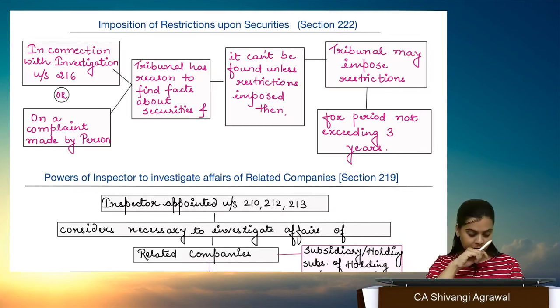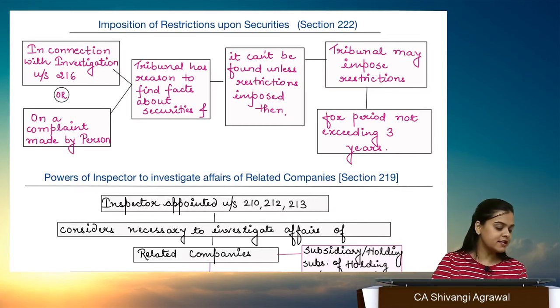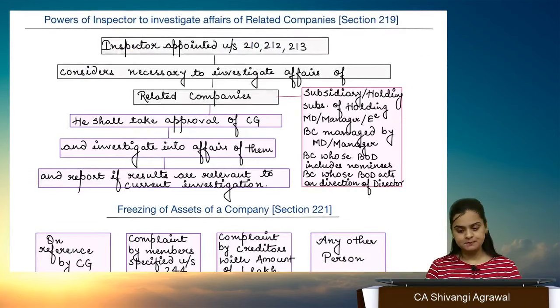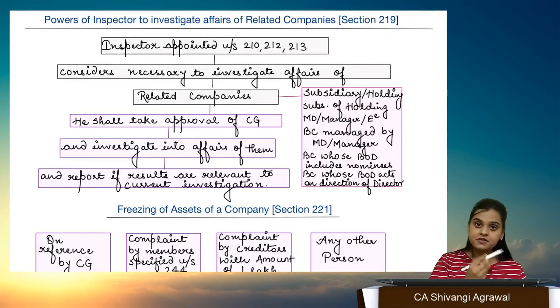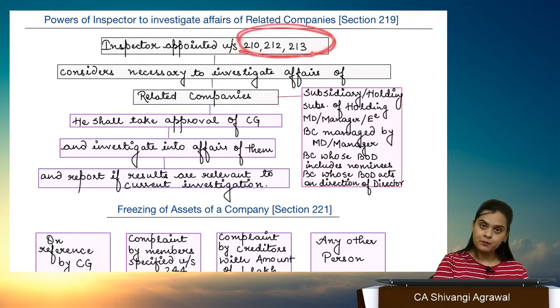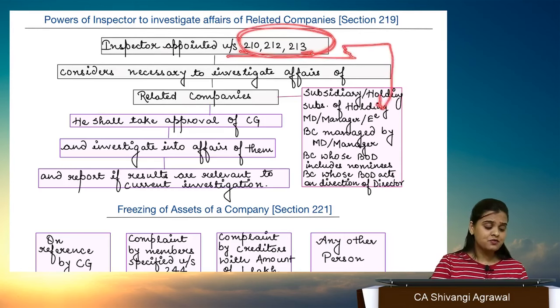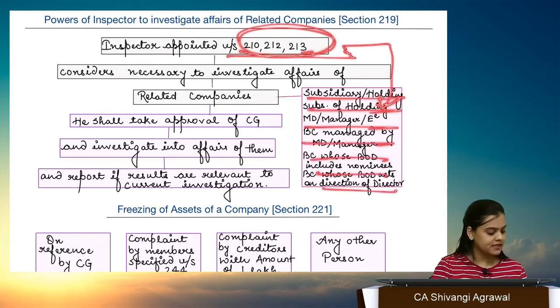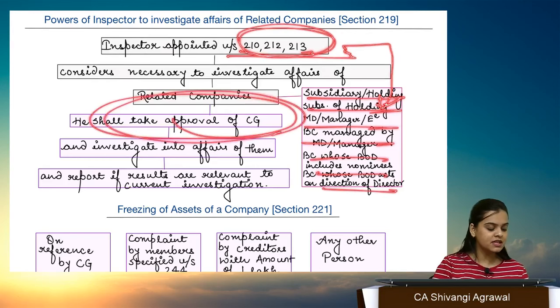Okay, now, investigation into affairs of related companies. Related companies does not mean the related party definition that we have read. Related companies means the companies or the entities which have been specified in section 219 only. So when an inspector is investigating into the affairs of a company under these three sections, he believes that to find out the whole truth, I also must investigate into these related companies. Then after taking approval from CG, he can do that.